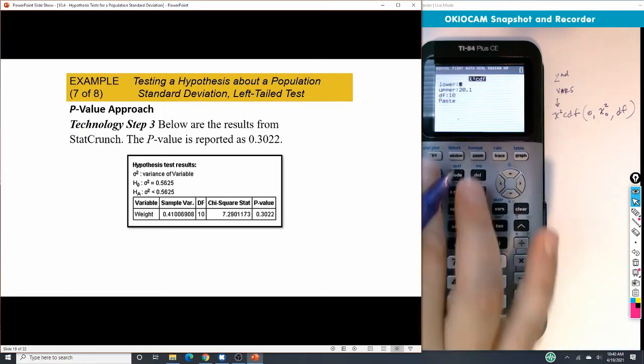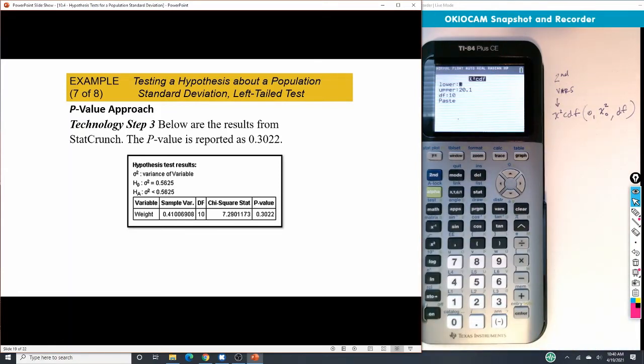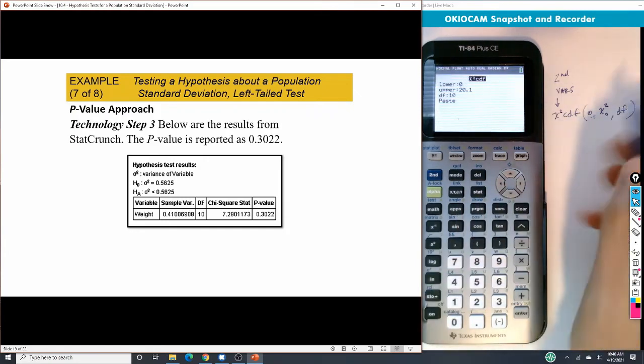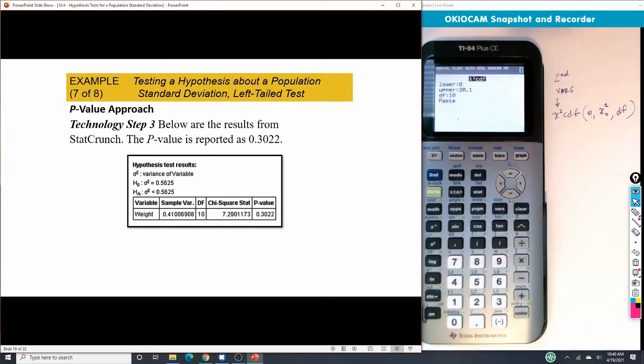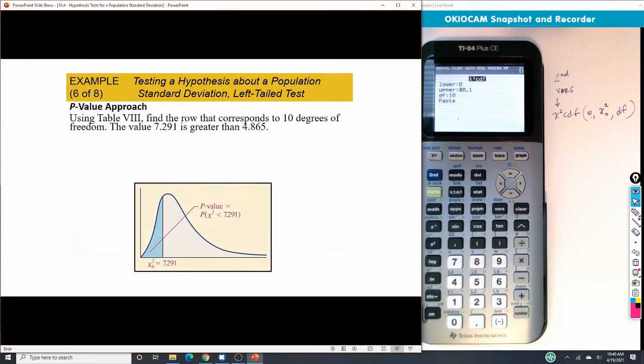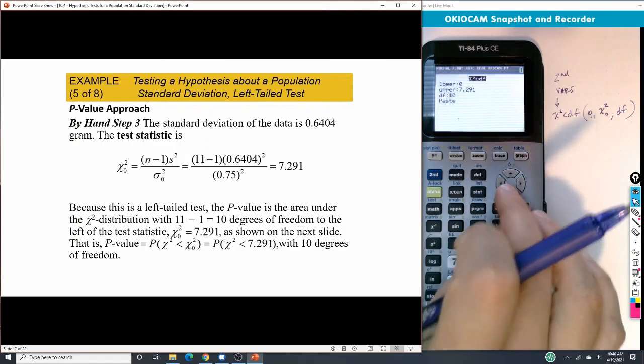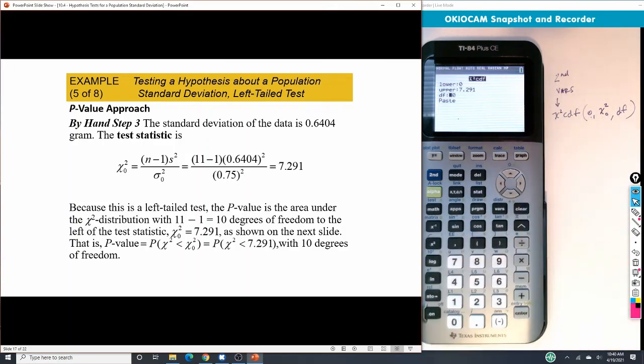And you see, those are the things. Now, they have lower and upper, but we're going to use the same values here, okay? So our lower is 0, or our first one is always 0. Our next one is the chi-squared statistic. Now, we calculated that a moment ago on our chart here, right? That's the 7.291. And then our degrees of freedom, we talked about, was 10. Okay? And then we paste.